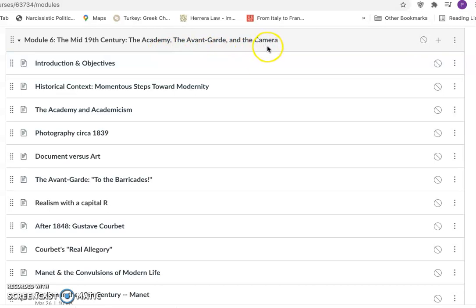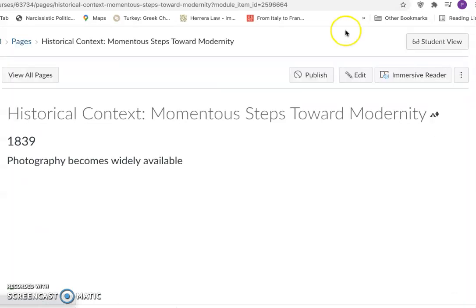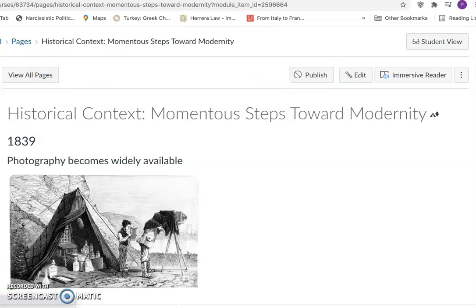For instance, the camera. You're going to see photography invented. So for the first time in this class, you get to look at mechanically made images instead of handmade images, and to think about how those are different. And then, of course, in terms of historical context, I'm saying that this is momentous steps toward modernity.